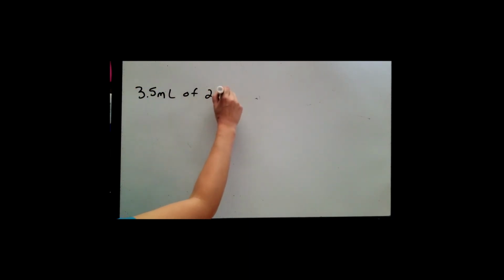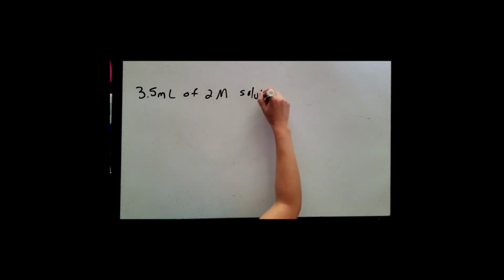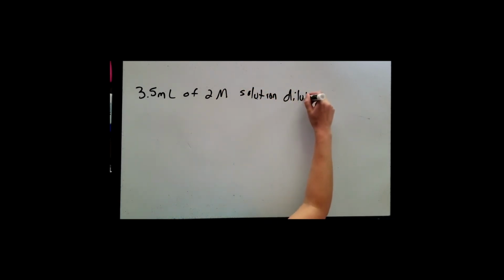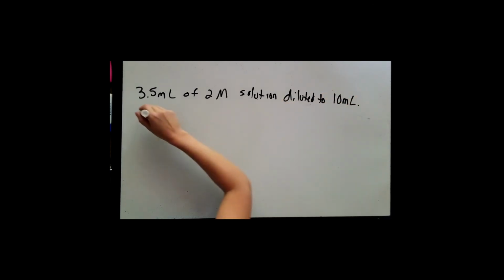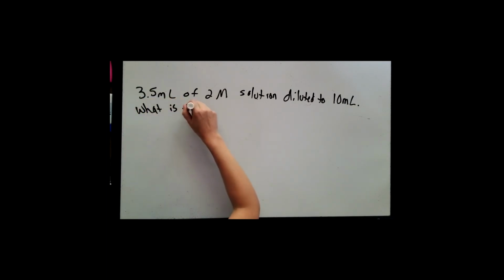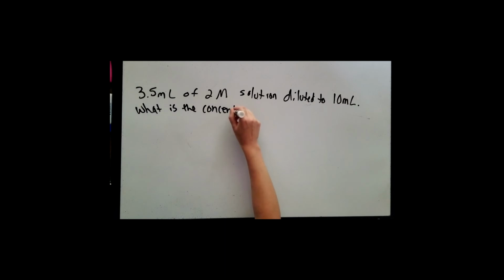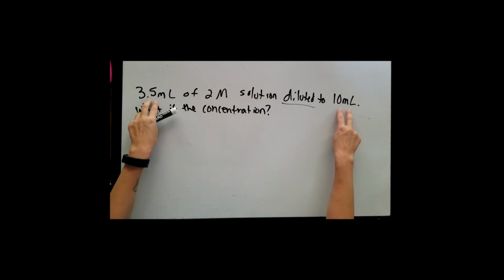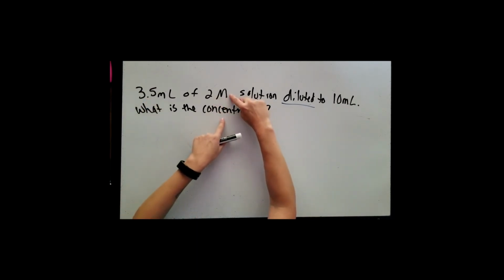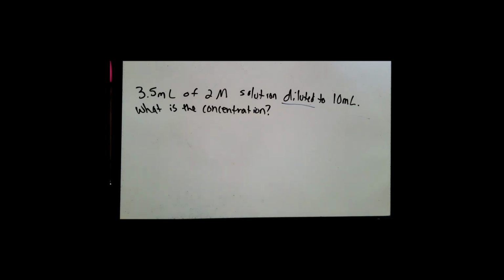Continuing on, let's do 3.5 milliliters of 2 molar solution diluted to 10 milliliters. What is the concentration? So this is still chapter 6. And this time what we're looking at is dilution. Another reason I can guess that is I have 2 volumes and I'm going to have 2 molarities. One here and the other is for the concentration.